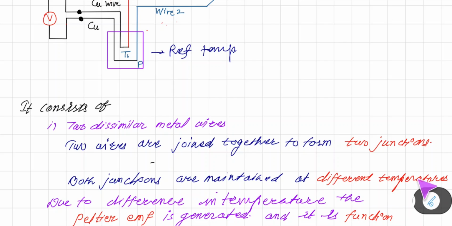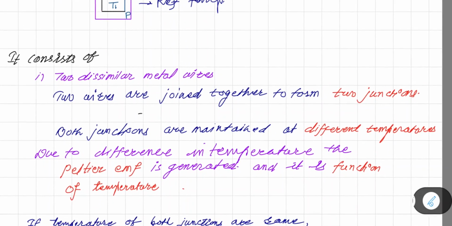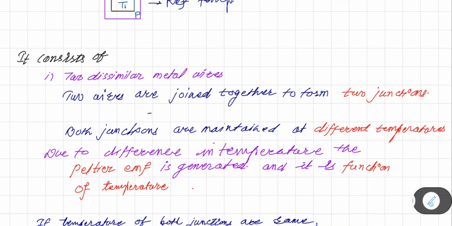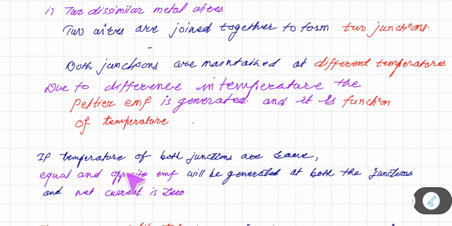Then both junctions are maintained at different temperatures. As I already told you, the temperatures of both the junctions should be different. If the temperatures are the same, then there will be no flow of current. Due to the difference in temperature, the Peltier EMF is generated, and it is a function of temperature. So we already saw the Peltier effect. As temperature changes, this EMF also changes. If the temperature of both junctions is the same, equal and opposite EMF will be generated at both the junctions, and obviously the net current in the circuit will be 0.